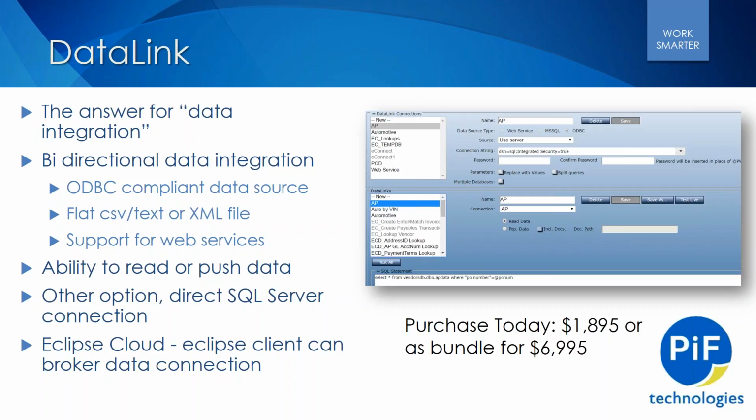Now, in a lot of cases, you're going to see companies doing cloud-based ERP and line of business systems. That's not a problem. What we do is we utilize our Eclipse client to broker that connection. So that's one of the benefits of the architecture of Eclipse, where the physical browser interface of Eclipse and the client application can be separated or together, and allows for that integration to happen.